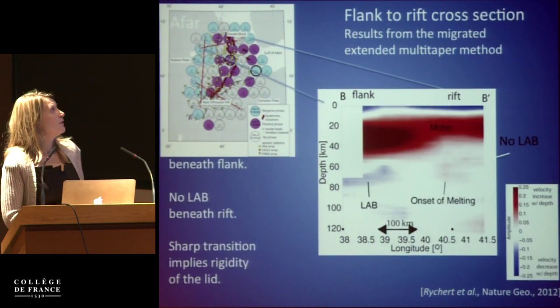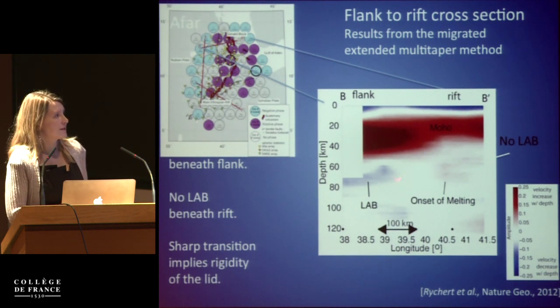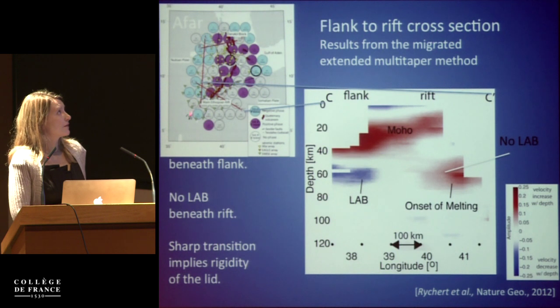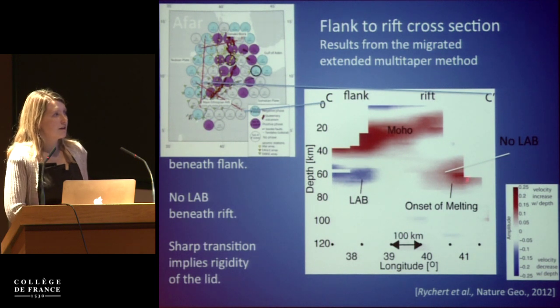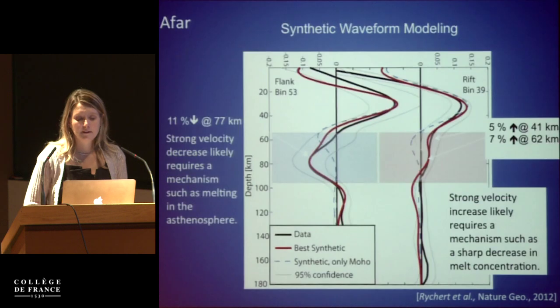And then as we move across the rift from flank to rift, moving from B to B prime, you can see that there is a lithosphere-asthenosphere boundary phase on the flank of the rift, and then a sharp transition to an area where we see nothing but a subtle positive polarity phase. And the same thing is true in the south. We see a lithosphere-asthenosphere boundary phase on the flank, and only a positive phase beneath the rift itself.